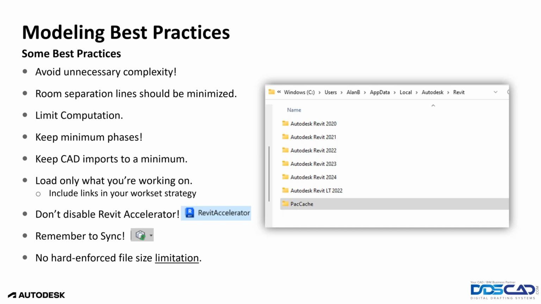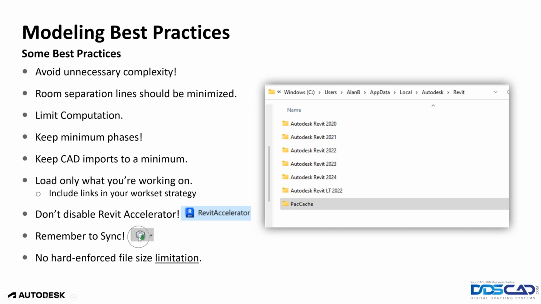Next thing, don't disable the Revit Accelerator. You may be tempted. Again, it is a background process that runs in the background. It shouldn't be hurting anything. It does minimal stuff in the background, but it does run in the background. So just keep that in mind. It will help you in your collaboration as it continues.